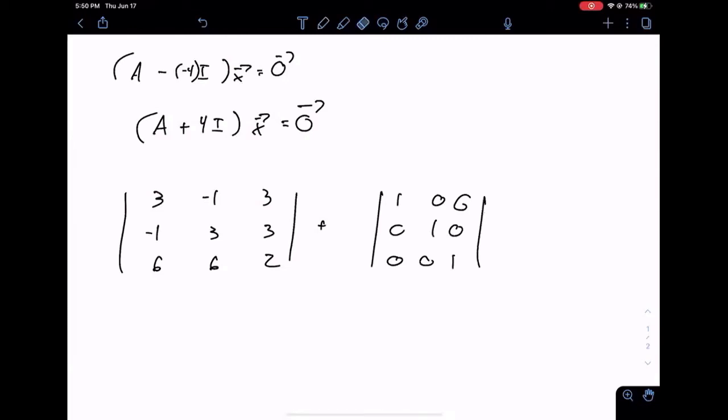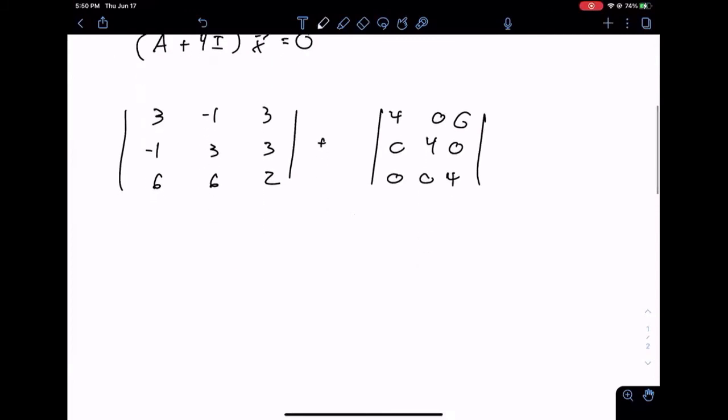Okay, in other words, 4, 4, 4. All right. What is this? I'm writing everything out to be clear, but once you see how it works, you can usually do it just in your head. The solution, or this sum, is 7, -1, 3, -1, 7, 3, 6, 6, 6.